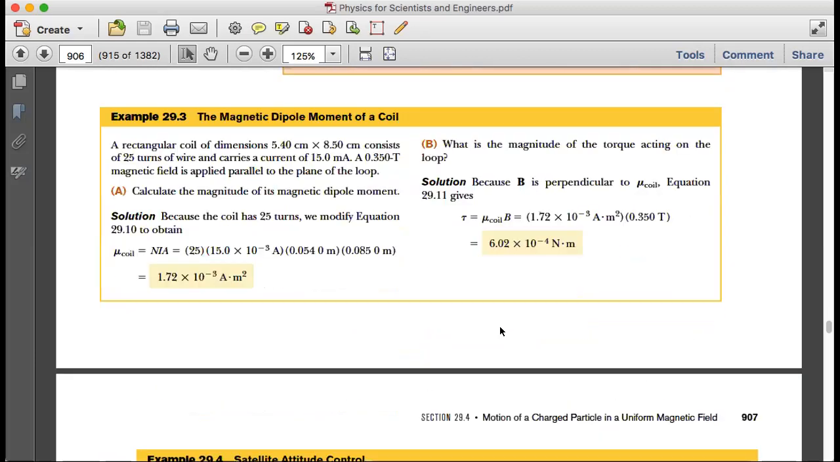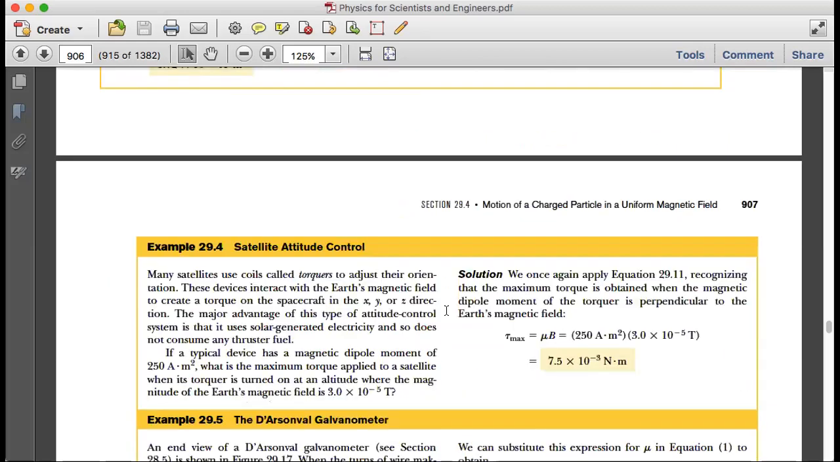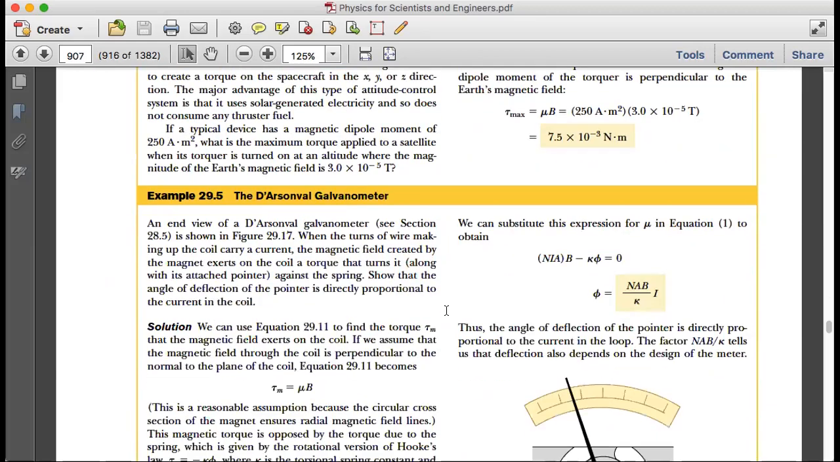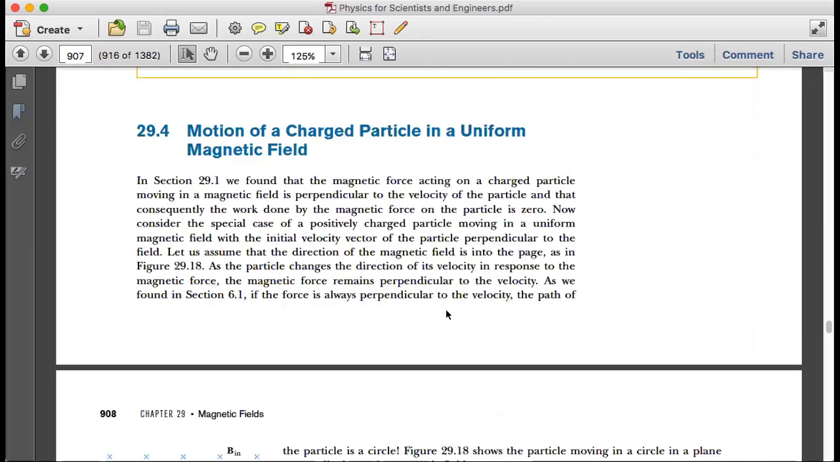Torsi ini yang menyebabkan kawat yang berbentuk coil, lingkaran atau kumparan itu berputar. Karena ada torsi, tapi dia tidak bergerak translasi karena jumlah gayanya 0.